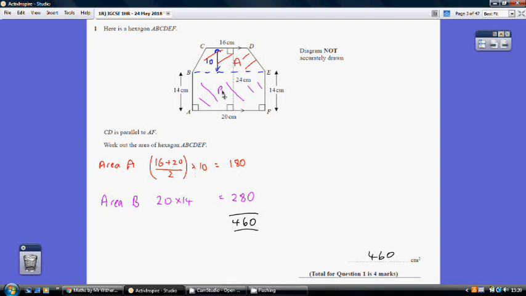So that's the area of the trapezium. And then the easy one, the area of the rectangle, just base times height, 20 times 14, which is 280. Add these two areas together and we get 460.